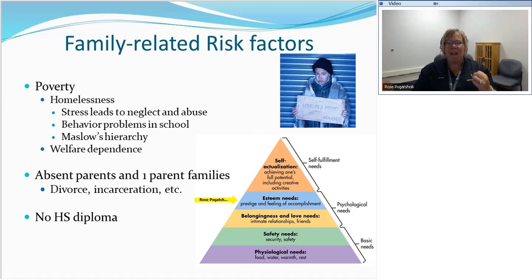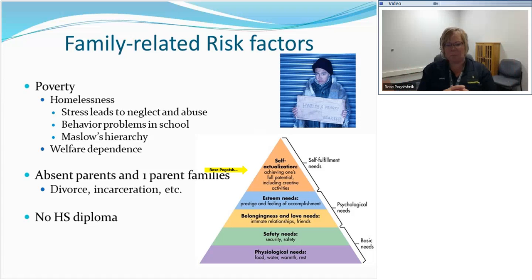Ultimately, that leads to self-actualization, and for the most part, this is where learning happens. And so if a child doesn't even have these basic needs met through food, clothing, and shelter, they can't move up Maslow's hierarchy. And so it makes it very, very challenging for children when they are living in homelessness.